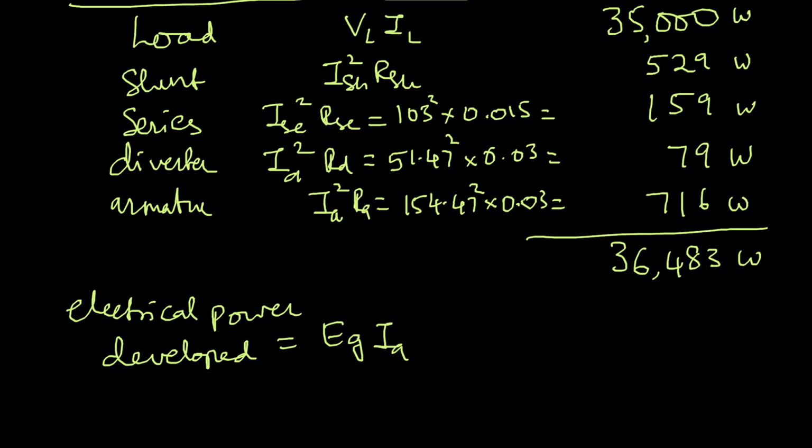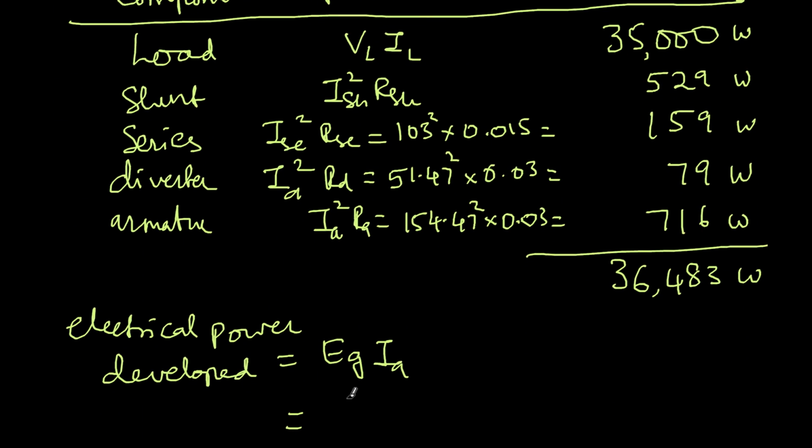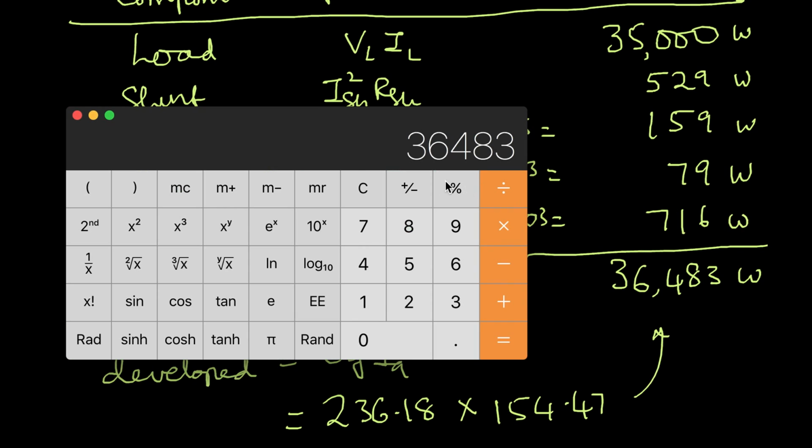So let's verify whether our answer is correct. If I do this, I should get this quantity back. So what is EG? 236.18 volts, multiplied by IA. IA is 154.47. If I did this correctly, then this value should be almost matching with this value. So let's verify that now.